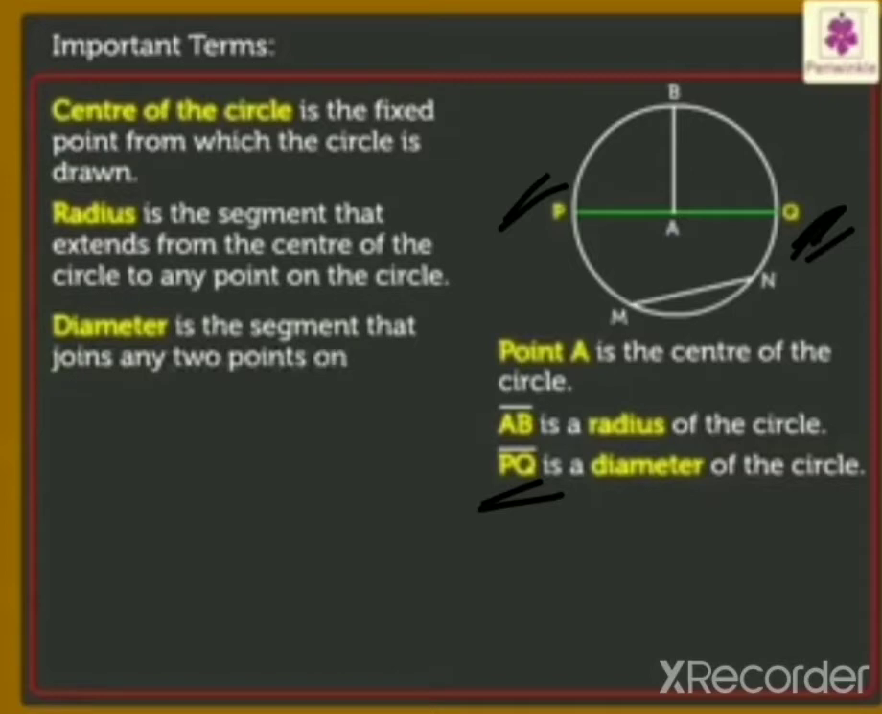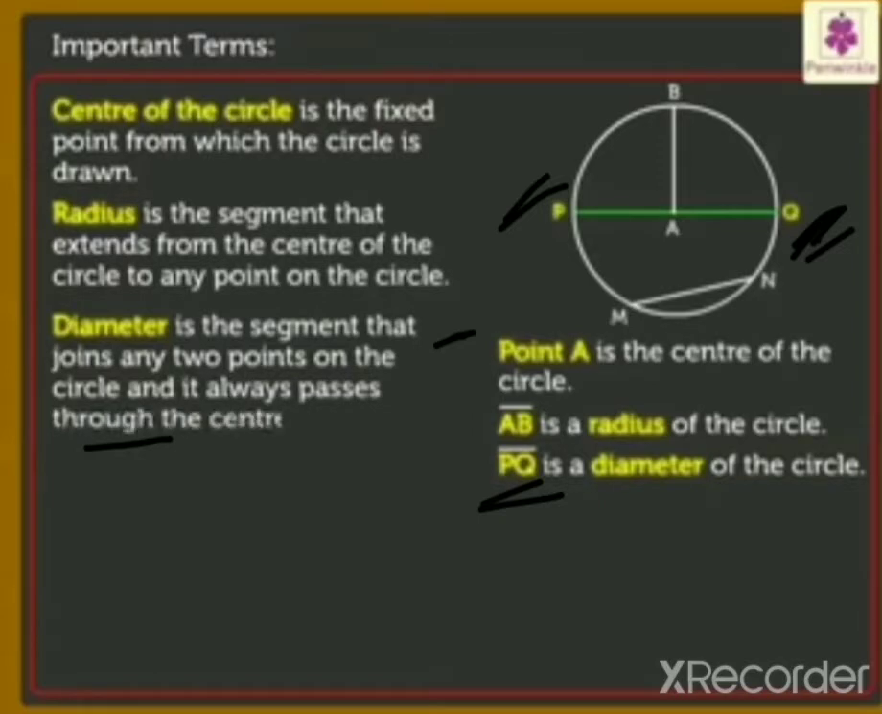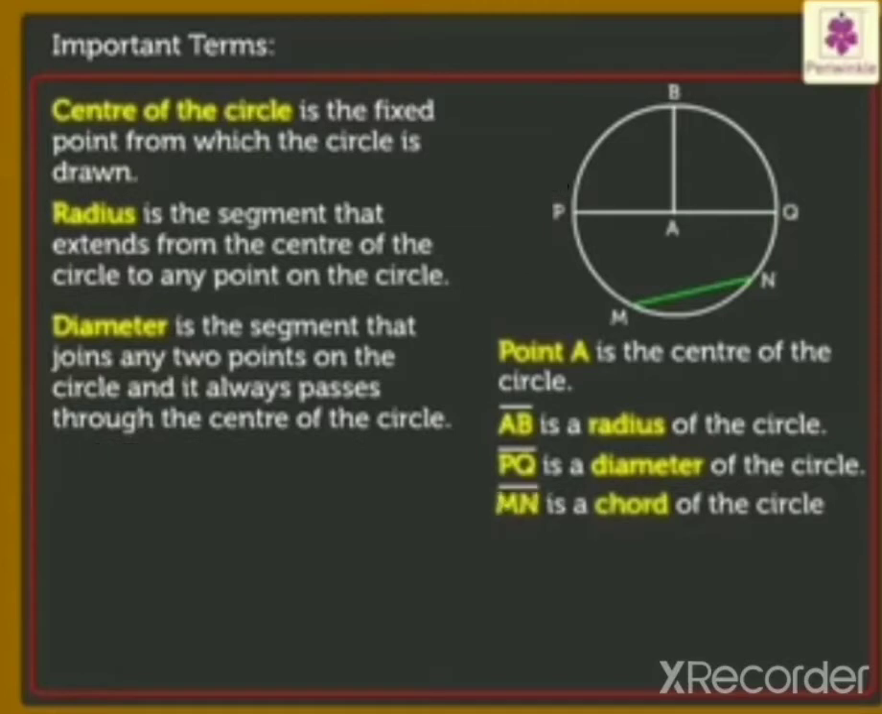Okay, so what is diameter? Diameter is the segment that joins any 2 points on the circle, and it always passes through center of the circle. Okay, the condition is that it always passes through center of the circle. So clear what is diameter? Diameter has two conditions, that first of all it joins any 2 points on the circle, and second it passes through the center of circle.